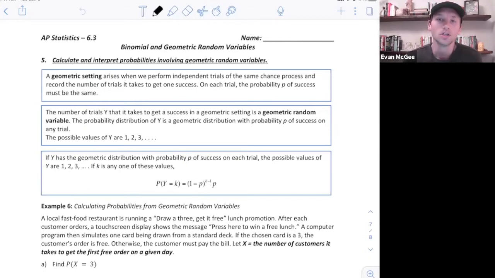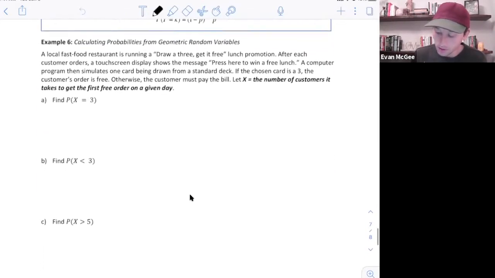So in geometric settings, you're not counting the number of successes in a set number of trials. You're counting how many trials it takes to get the first success. I'm going to explain this formula here after we do an example problem because it'll make more sense. So let's look at a similar scenario that we've talked about.